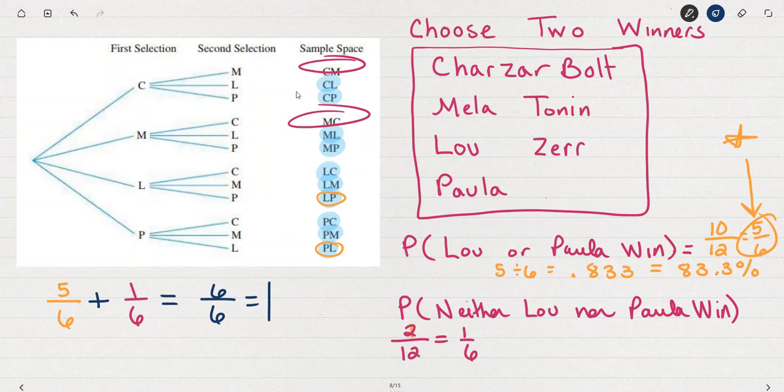Notice that when we add up everything in the sample space, the probability of anything happening, there's a 100% chance that one of these 12 things will occur. When we add the different probabilities, if they include everything, so we've got Lou or Paula winning, and then neither Lou nor Paula winning, that's got to add up to a total of 1.